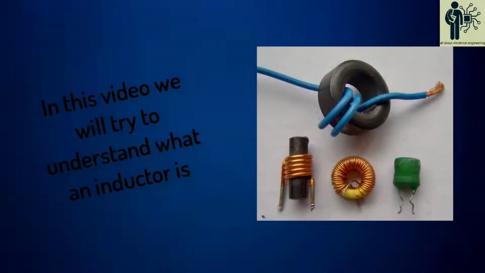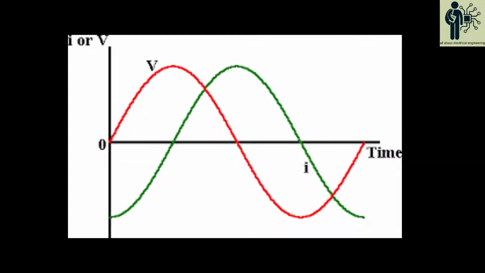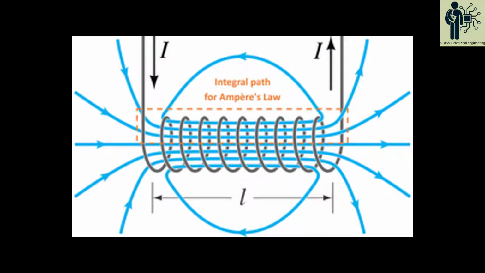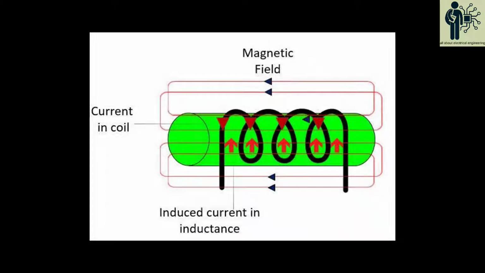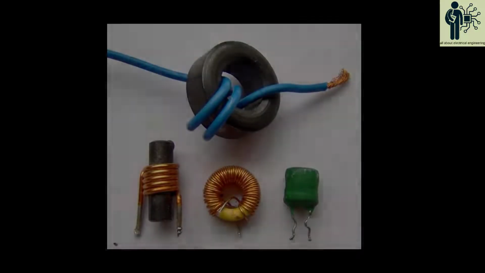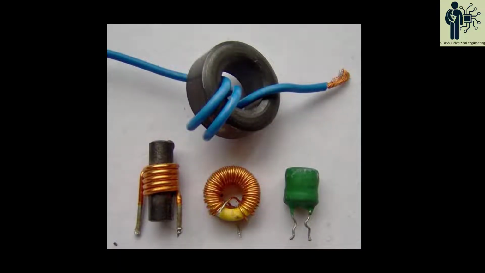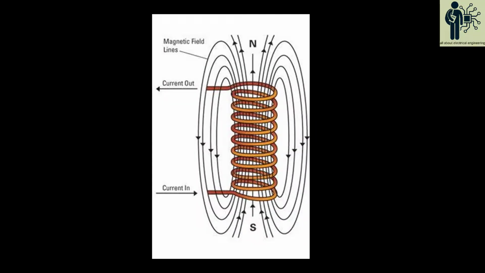In this video, we will try to understand what an inductor is. If alternating current flows through a coil, there is an EMF induced in it. The induced EMF across the coil is directly proportional to the rate of change of current with respect to time. Due to the property of inducing EMF, all types of electrical coil can be referred to as inductors. An inductor is an energy storing device which stores energy in the form of a magnetic field.